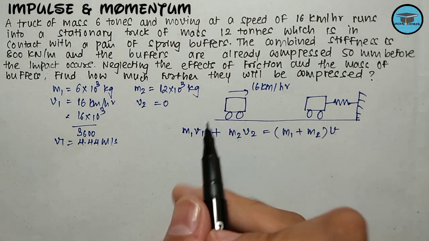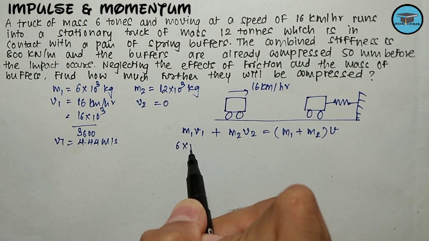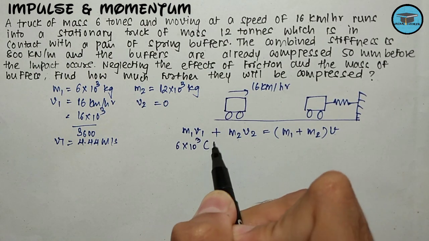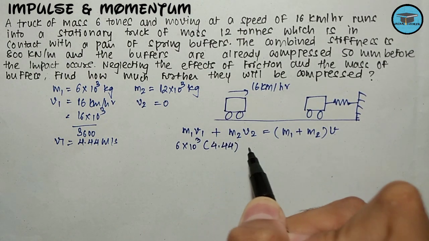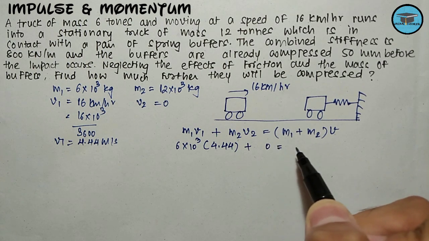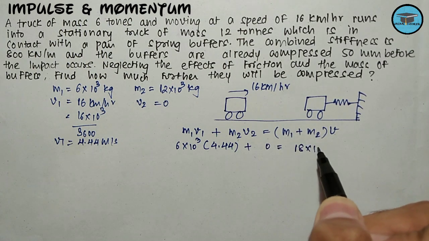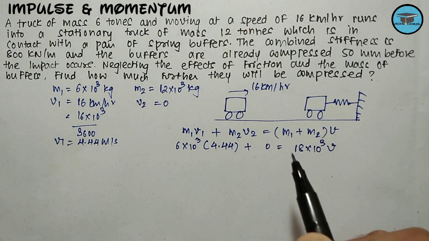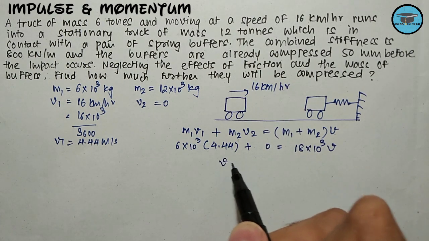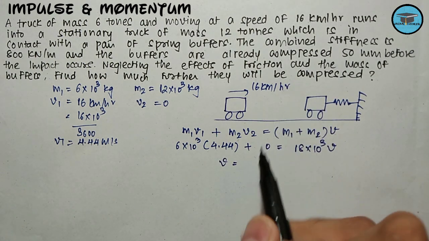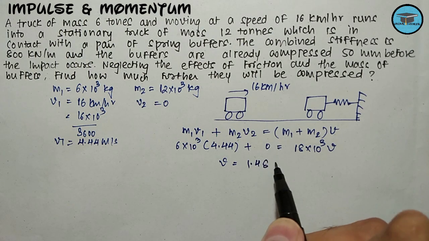So placing the values that we know, 6 into 10 raised to 3 into V1, that is 4.44, plus 0, equals 18 into 10 raised to 3 into V. So the value of V comes out to be 1.48 meter per second.